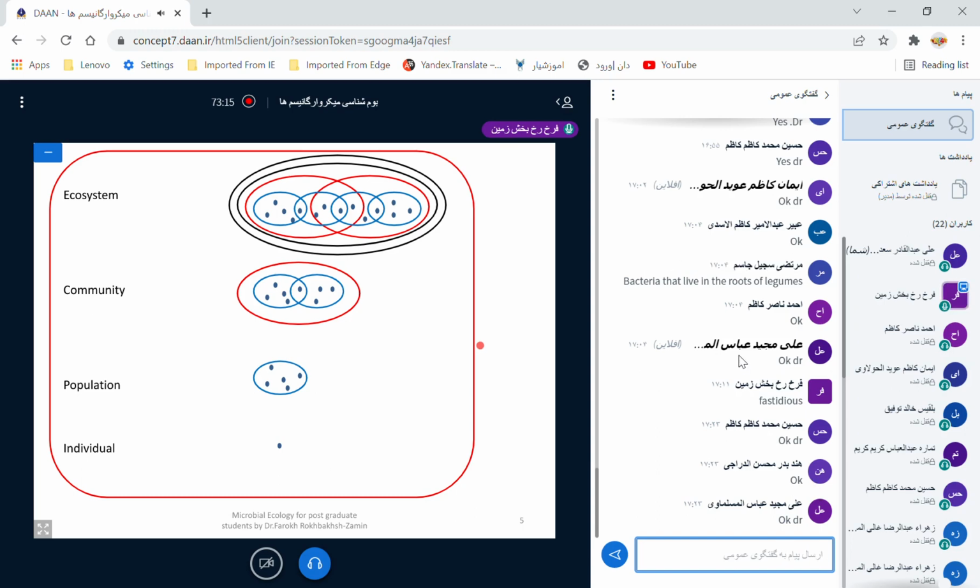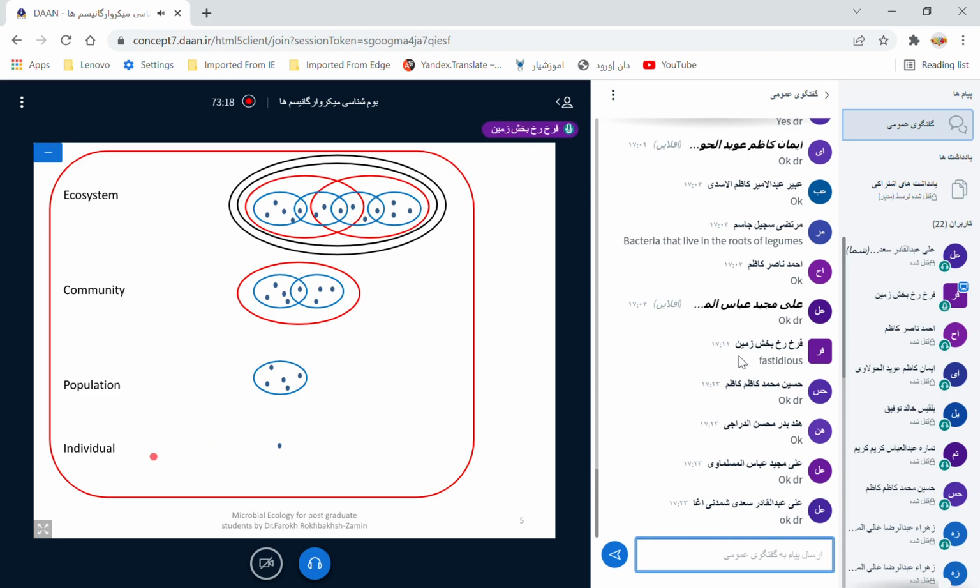What is this? Sometimes we talk about one member, one person, one animal, one microbe. So it is an individual, when it is alone. If the same microbes are in the same place, we call it a population. We call it population.